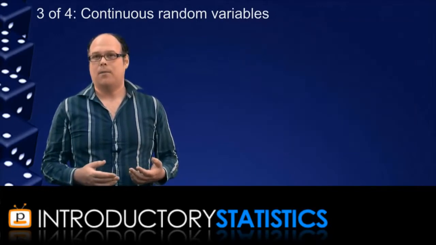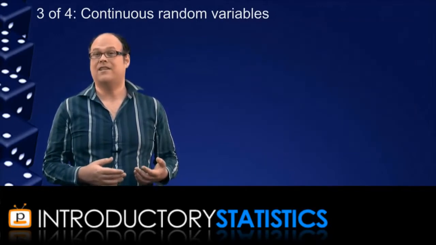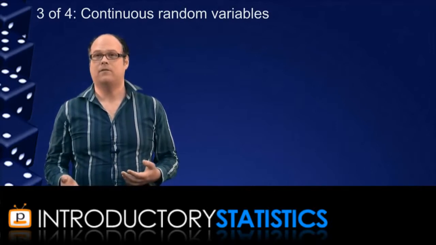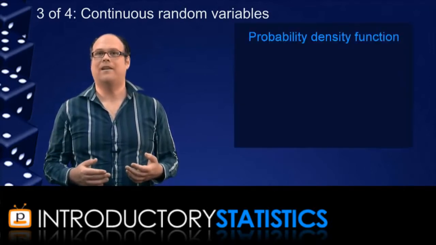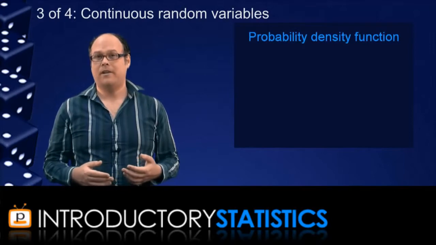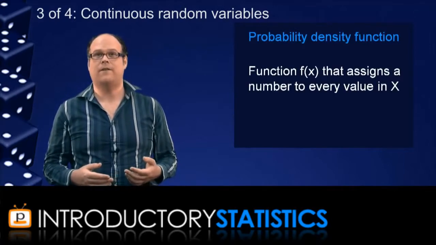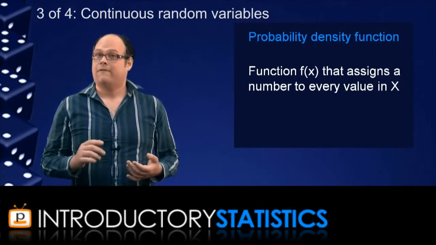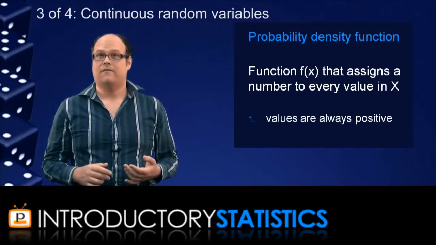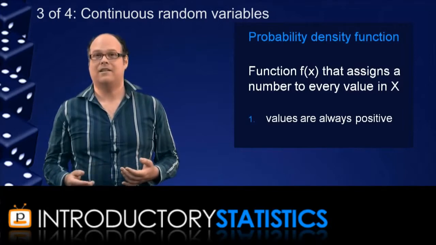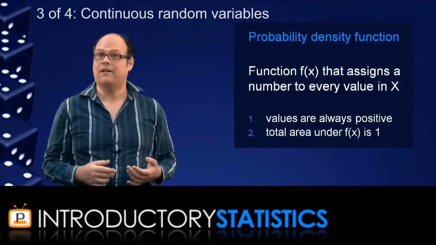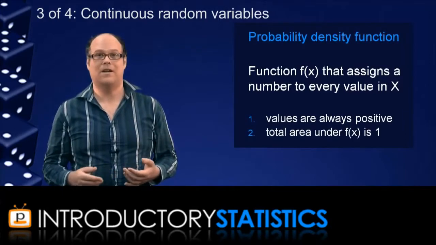The way we assign probabilities for continuous random variables is different to how we do it for discrete random variables. We do it through a probability density function. A probability density function is a function f of x that assigns values to a continuous random variable x, such that firstly, the values are always positive, so the curve f of x is always above the x-axis. And secondly, the total area underneath the curve f of x is always 1.